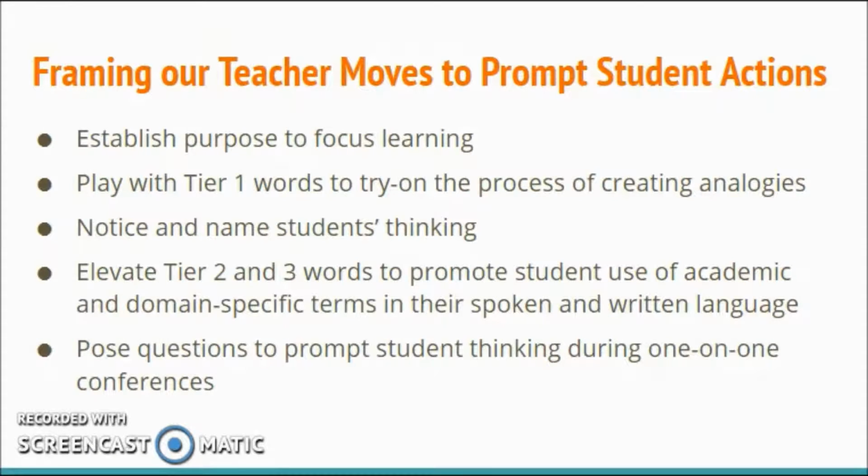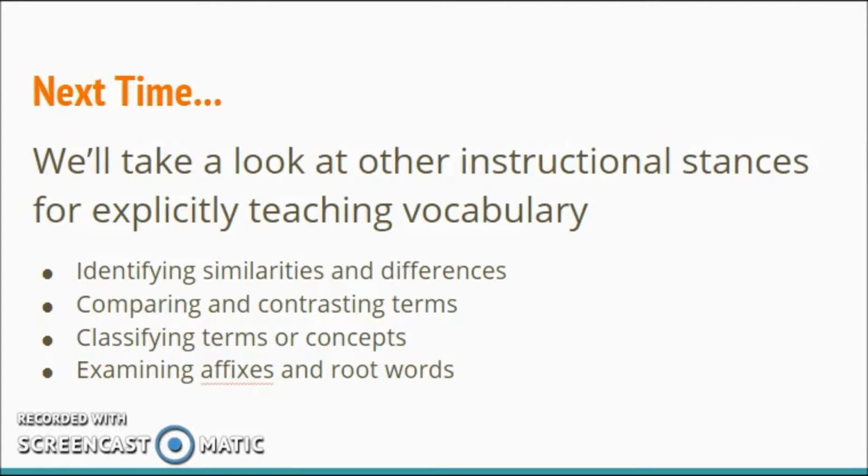In addition to seeing students at play with words by creating analogies, specific teacher moves that prompted student actions were highlighted throughout this video. Through these intentional teacher moves, students were gradually released so they might be empowered to use these words in their spoken and written language. As you continue to plan lessons for your students, consider how you might intentionally design lessons for explicit vocabulary instruction by engaging students in a form of wordplay that enables them to examine the nuances of relationships between words. We look forward to exploring additional instructional stances for explicitly teaching vocabulary in the 4th video of this series.